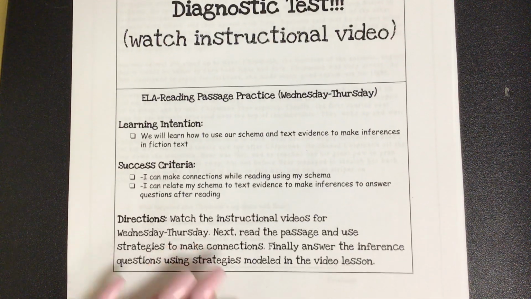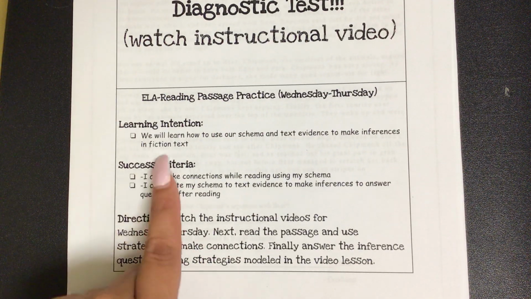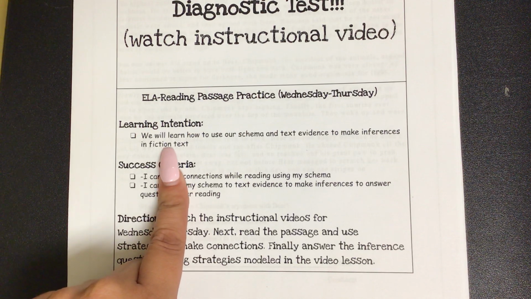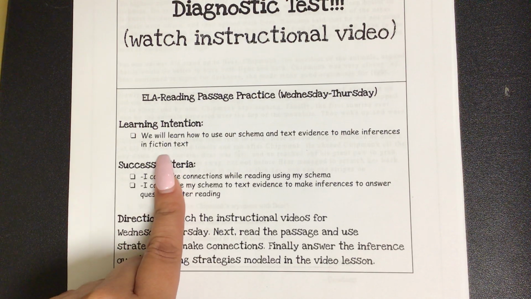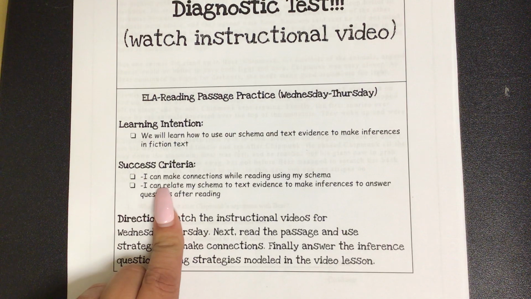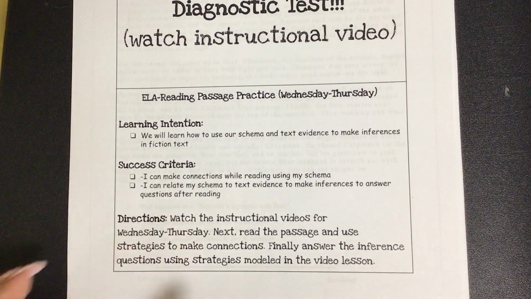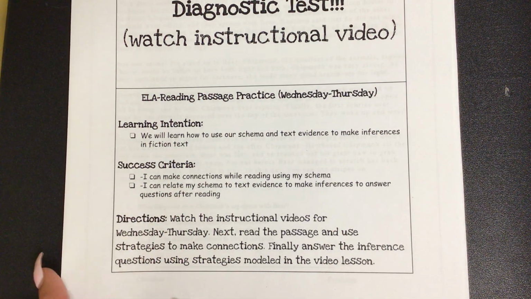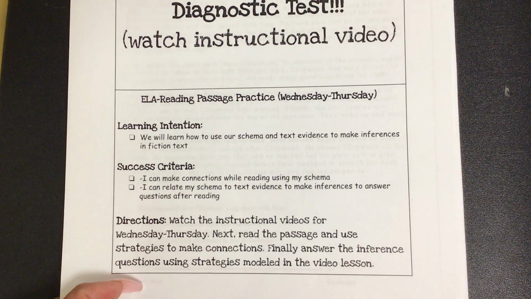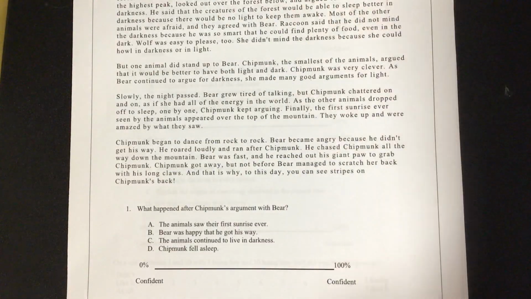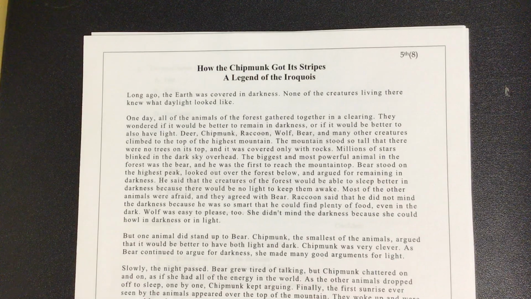So when you get to Wednesday, Thursday, we're going to be working on schema and text evidence to make inferences in fiction. So we're going to work on using connections, relating schema, and you're really going to be watching this video and then doing the passages and working on comprehension questions. So your first passage is How the Chipmunk Got Its Stripes, and it's a legend of the Iroquois.